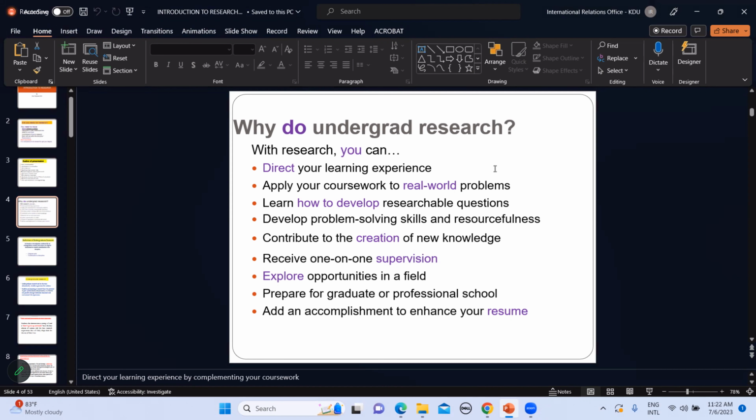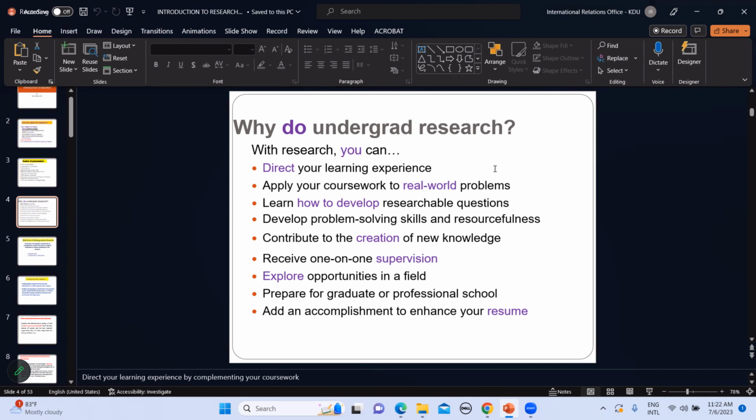And with research, you can direct your learning experience. Actually, it's the learning experience. You are gaining the skills to conduct your research, applying your coursework to real world problems. For example, you are not doing solely theoretical stuff. You are trying to find out some real world problem of the research.